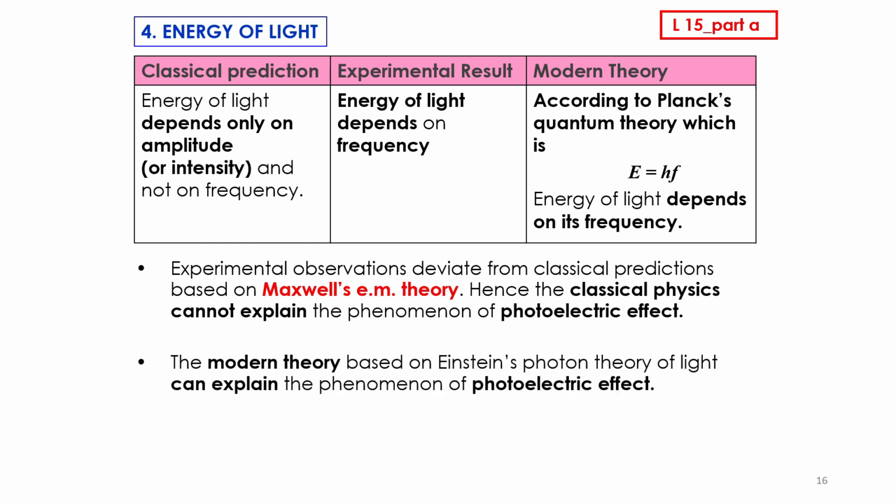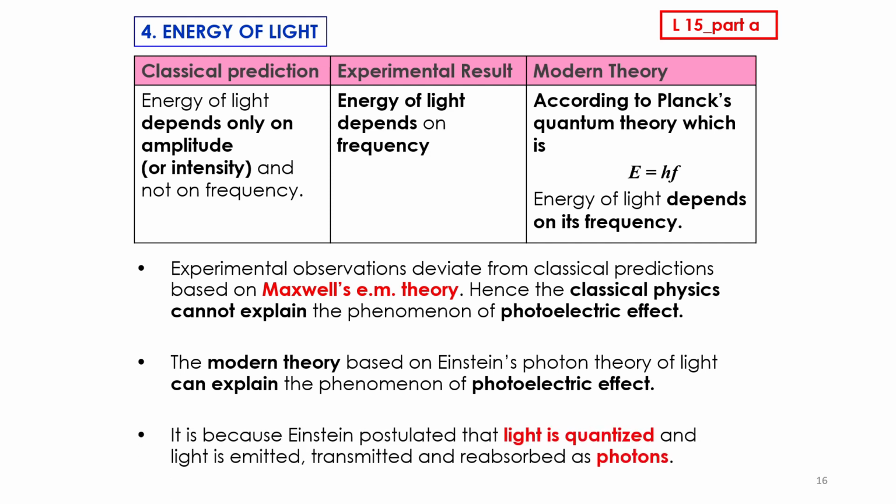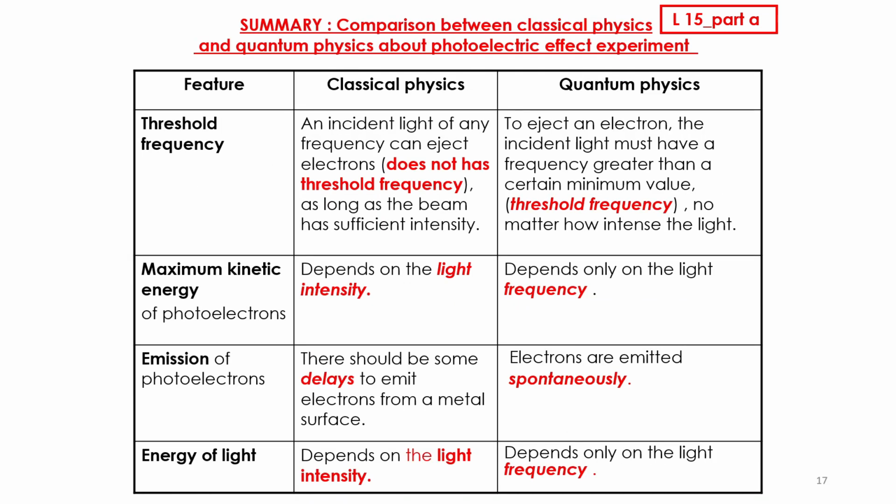Okay, experimental observation deviates from the classical prediction based on the Maxwell electromagnetic theory. Hence, classical physics cannot explain the phenomenon of the photoelectric effect. The modern theory based on Einstein's photon theory of light can explain this phenomenon. It is because Einstein postulated that light is quantized and that light is emitted, transmitted, and reabsorbed as a photon.